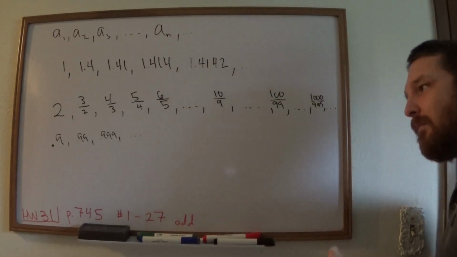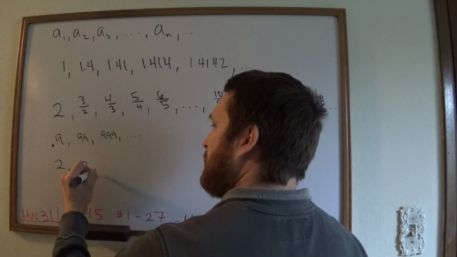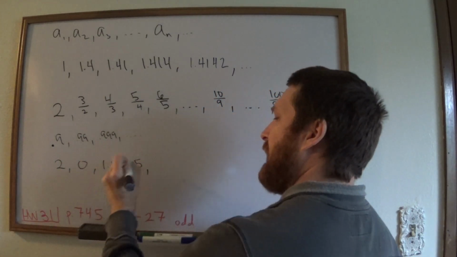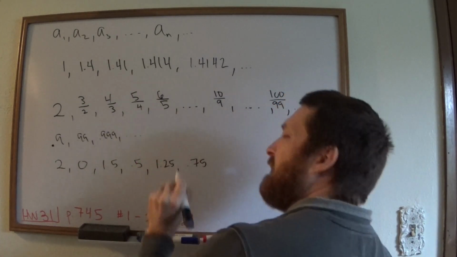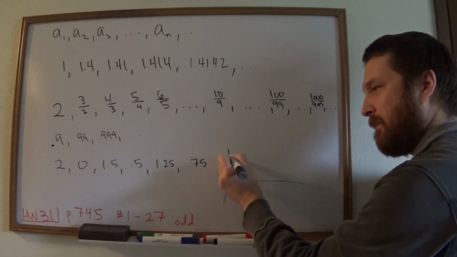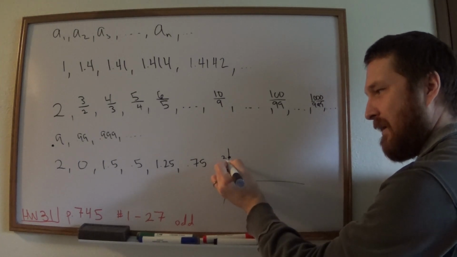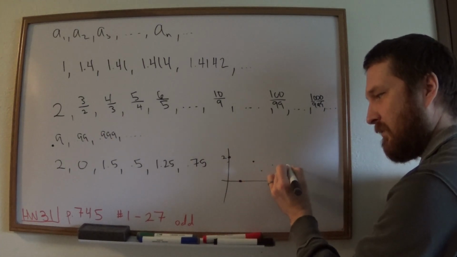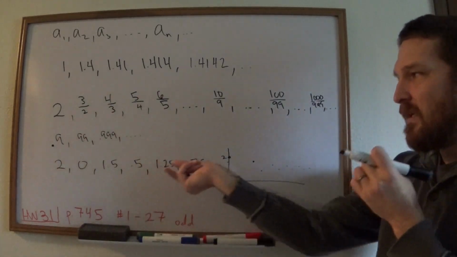Let's be a little bit trickier. How about 2, 0? How about 1.5? How about 0.5? How about 1.25? How about 0.75? You see what's happening? I'm bouncing back and forth. I'm starting up at 2, then I'm going down to 0. Then I'm coming up halfway between, then going down halfway between. We're bouncing back and forth, but guess what this sequence is converging to? It's still converging to 1.